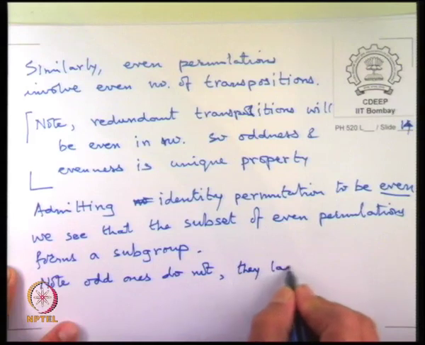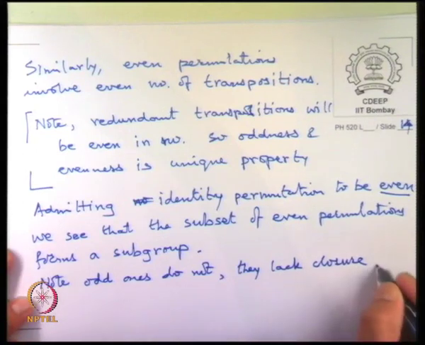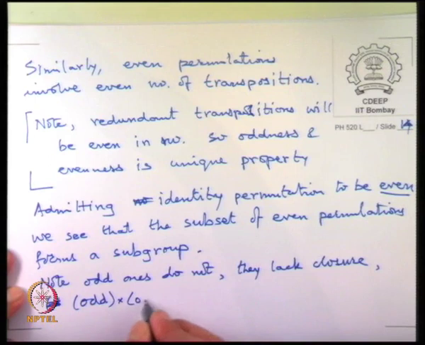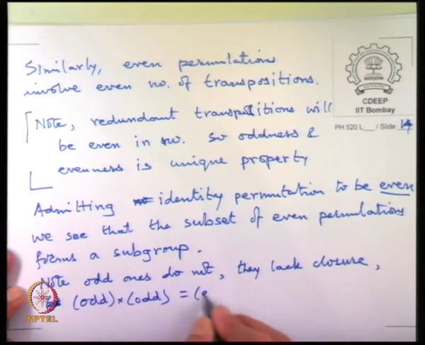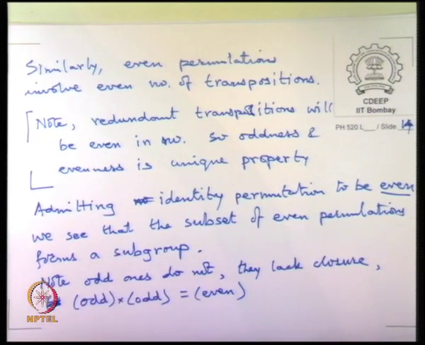The odd ones do not, because they lack closure. Odd into odd is even. But even into even remains even, and we include the identity element. So certainly this is true. Inverse is not so much of a problem. For an odd permutation, the inverse would also be odd, but the closure itself is not realized. So the odd ones do not, but the even ones by themselves form a subgroup.